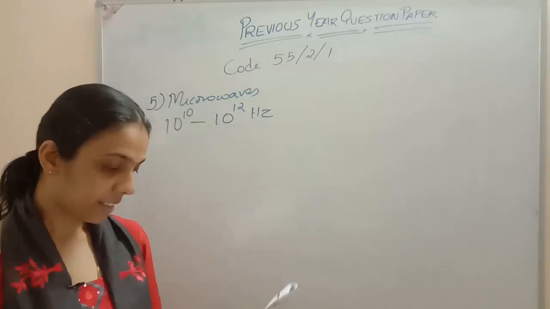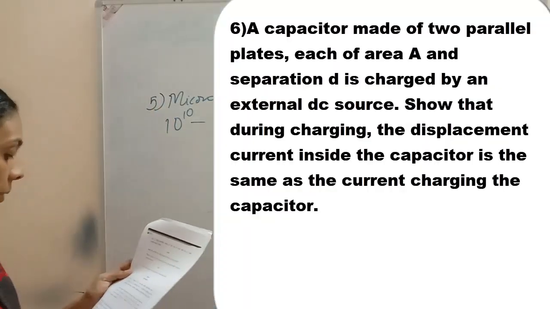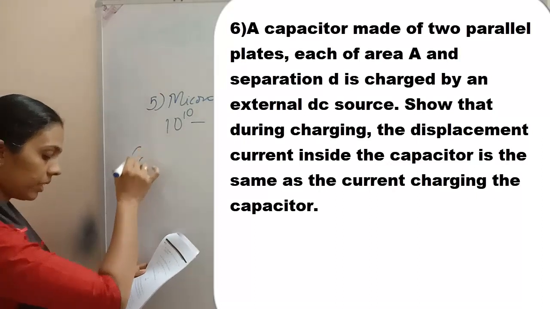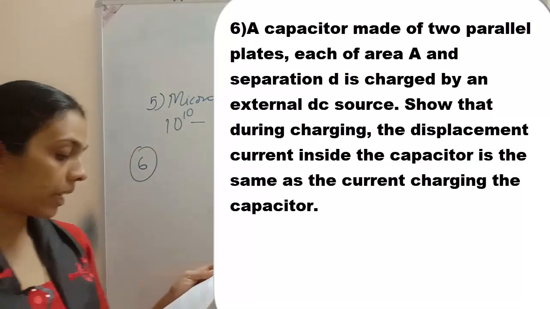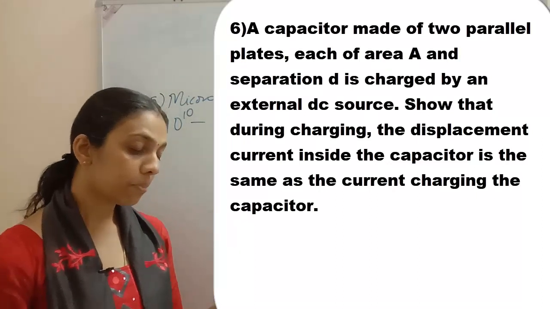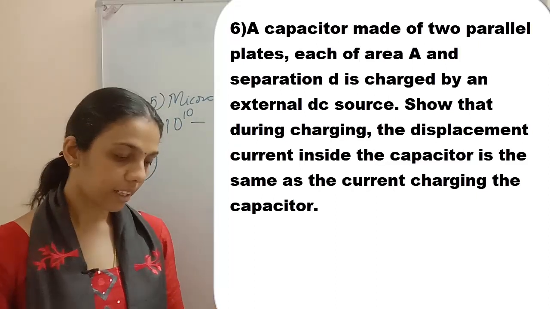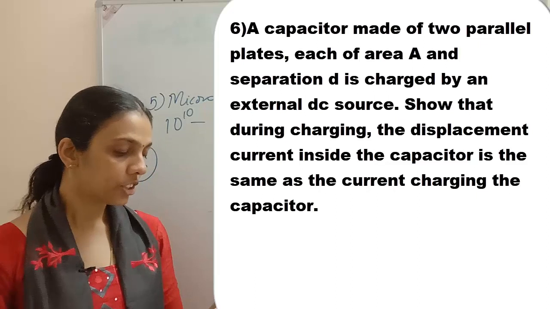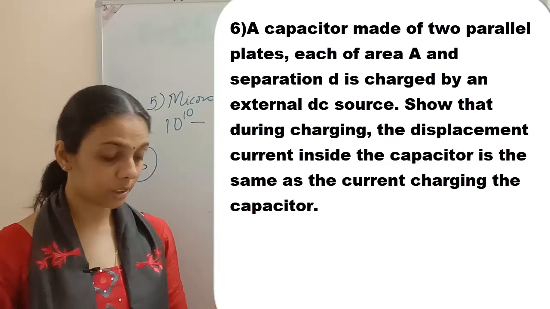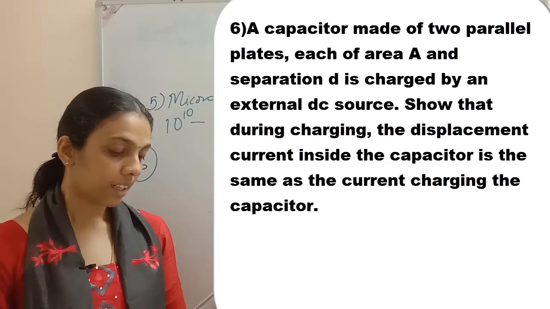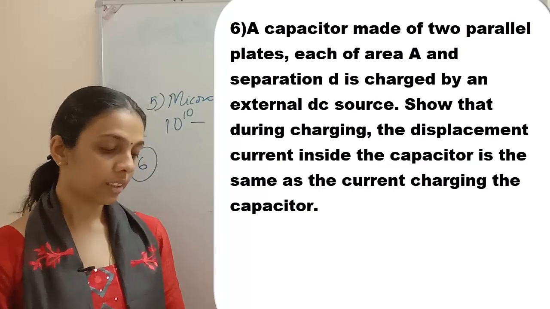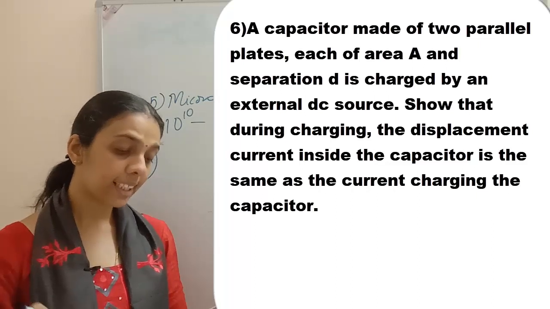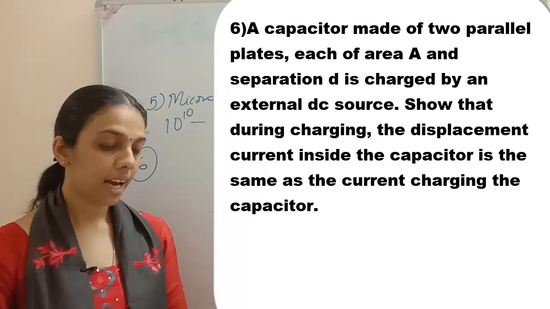Next one is Section B, the sixth question. A capacitor made of two parallel plates, each of area A and separation small d, is charged by an external DC source. Show that during charging the displacement current inside the capacitor is the same as the current charging the capacitor.